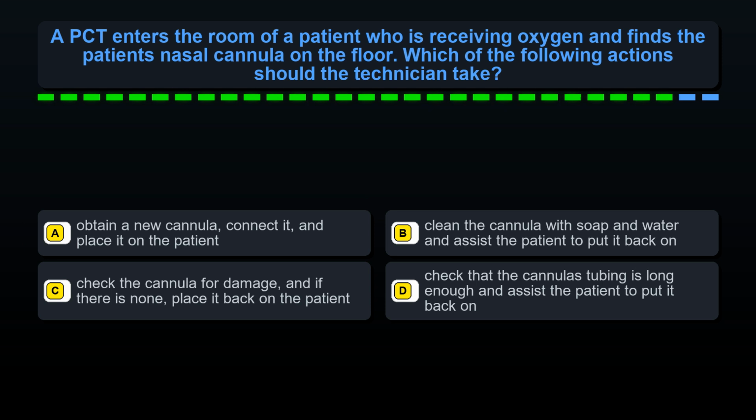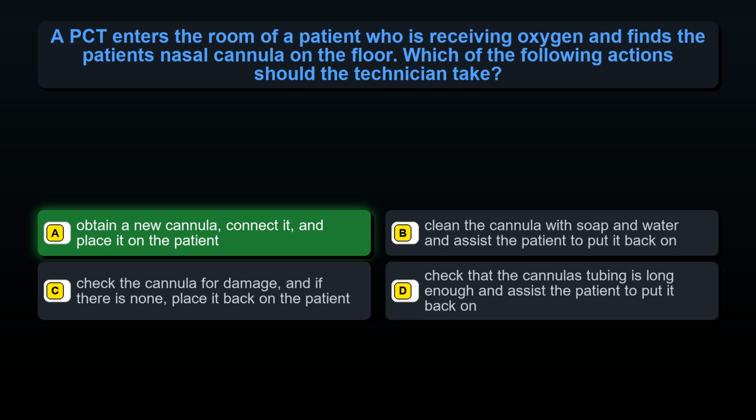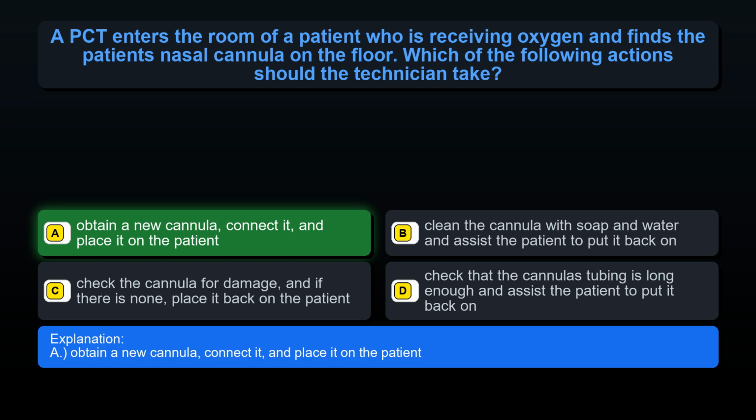Question 51. A PCT enters the room of a patient who is receiving oxygen and finds the patient's nasal cannula on the floor. Which of the following actions should the technician take? Option A, obtain a new cannula, connect it, and place it on the patient. Option B, clean the cannula with soap and water and assist the patient to put it back on. Option C, check the cannula for damage, and if there is none, place it back on the patient. Option D, check that the cannula's tubing is long enough and assist the patient to put it back on. The correct answer is option A, obtain a new cannula, connect it, and place it on the patient.